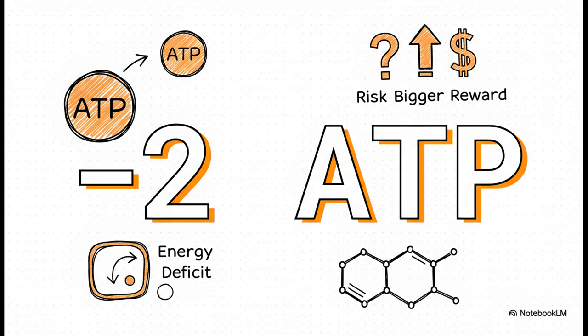The cell has now spent 2 of its valuable ATP molecules. It's officially in the red, running an energy deficit. It's a gamble, right? It's taken a risk, and it's betting on a much bigger payoff down the line.